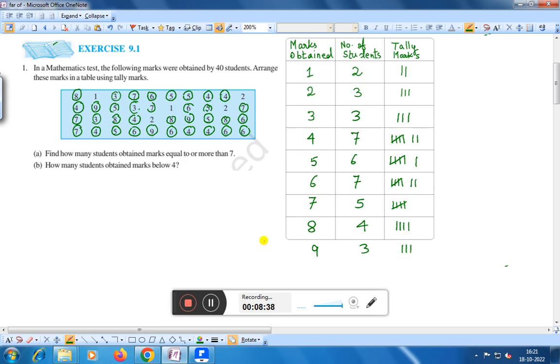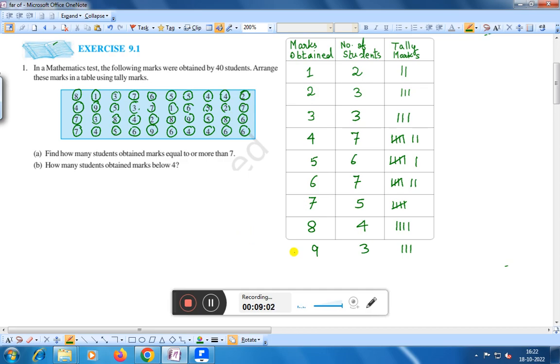Right? Now again we count number 1 marks obtained. This is 1 and this is 1. That is 2. It is right. And number 2. Number 2 is this one 2, this one 2, 1, 2 and 3. Right? Now we have counted all the numbers.